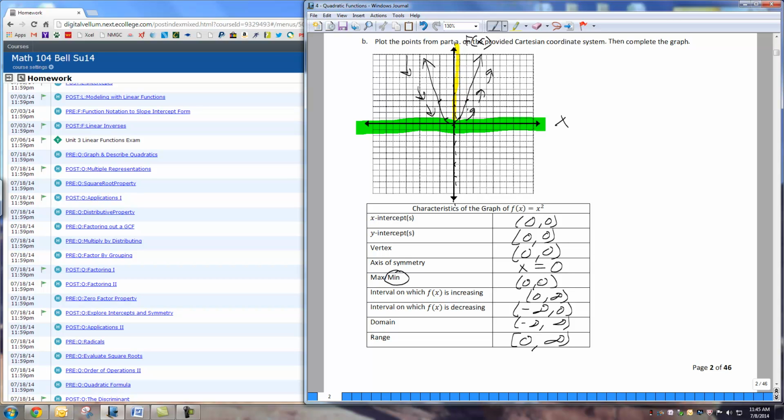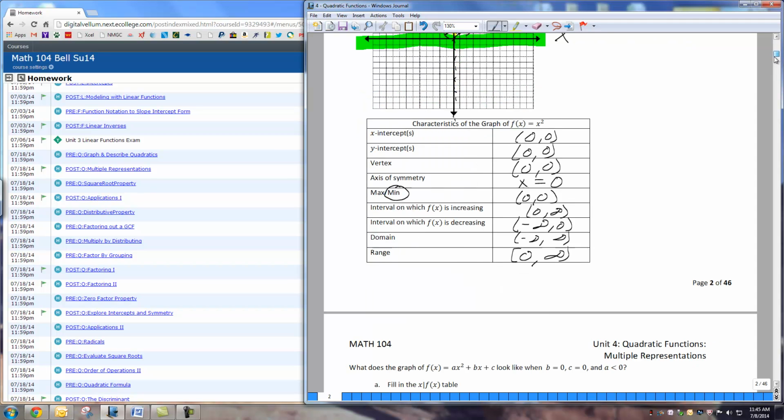All right, and notice it does not include our 0 in the increasing or decreasing, because at 0, this graph is neither increasing nor decreasing. Let's look at another example.